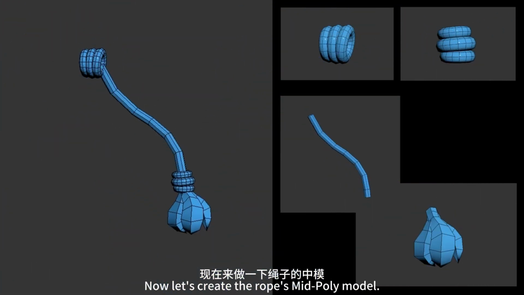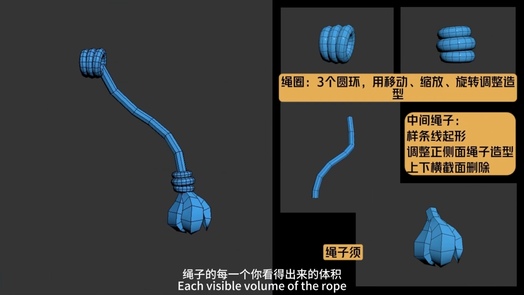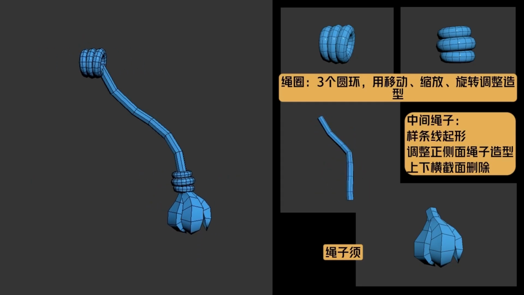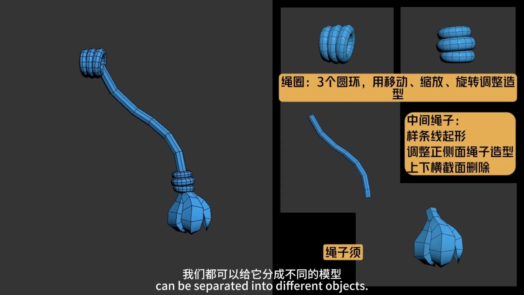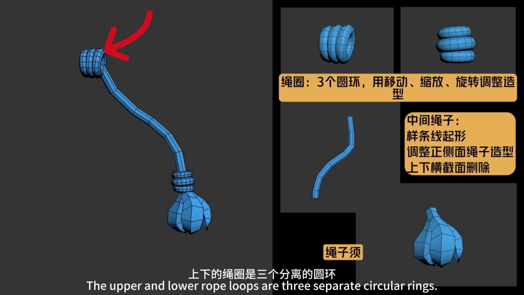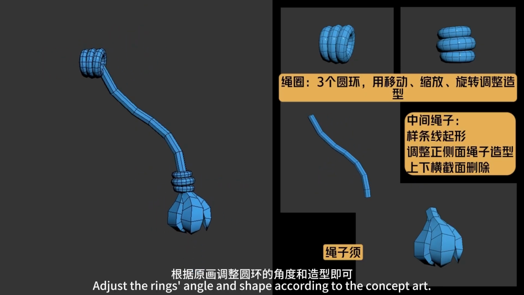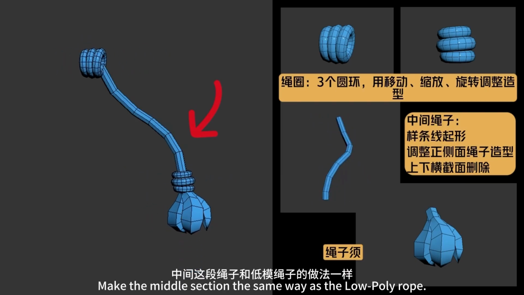Now, let's create the rope's mid-poly model. Each visible volume of the rope can be separated into different objects. The upper and lower rope loops are 3 separate circular rings. Adjust the ring's angle and shape according to the concept art. Make the middle section the same way as the low poly rope.